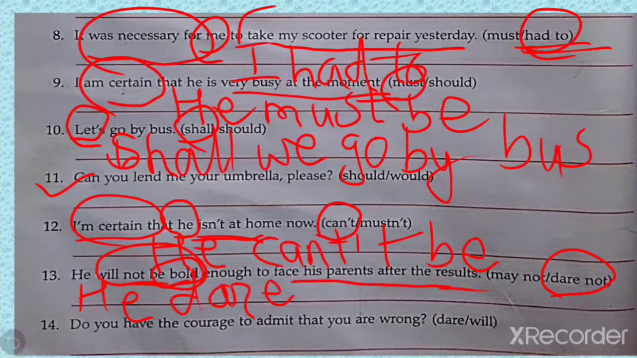And the last sentence, students, you have to do yourself. It's also related to dare, will. Will we can use for the future tense, for a future action, so try to understand it properly. Do you have the courage to admit that you are wrong? Here the word courage is already given, so which word do you have to use? Definitely the word dare. So use it in your sentence and make it yourself.